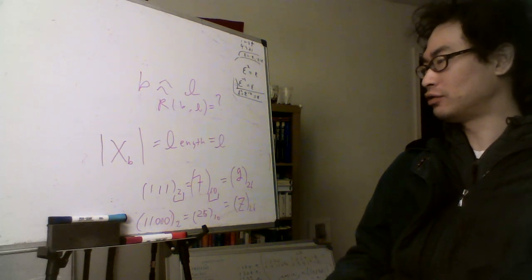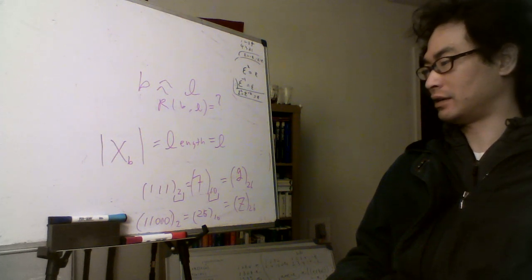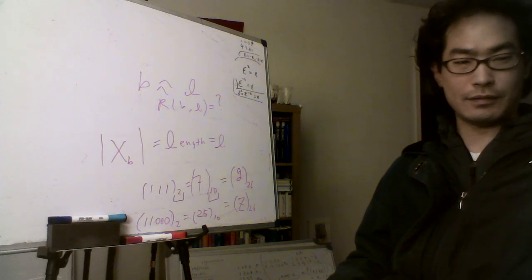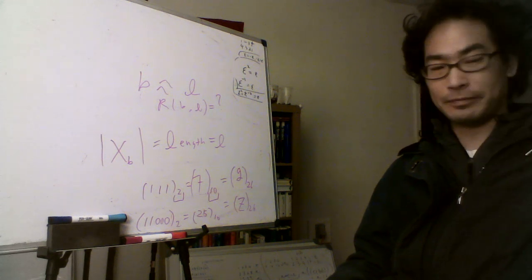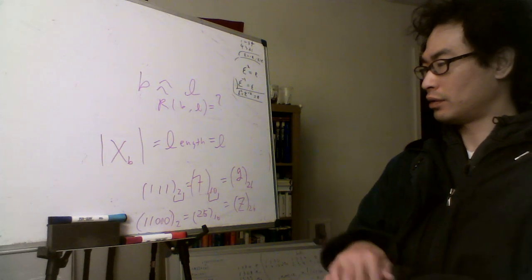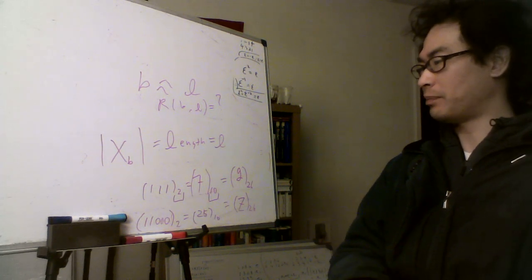I'm suspecting it has to do with logarithm. That's what I'm suspecting. Logarithm. Okay. Is the base 2 system the smallest, or can there be base 1?